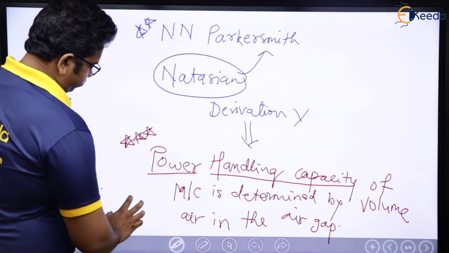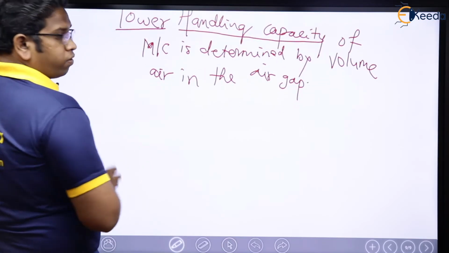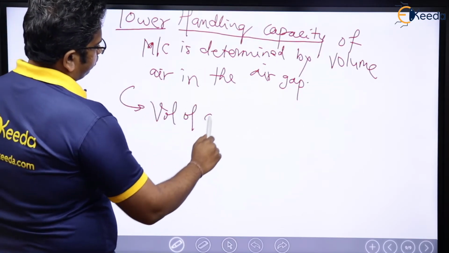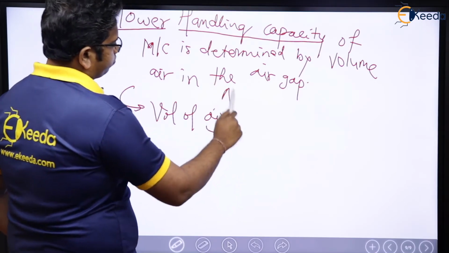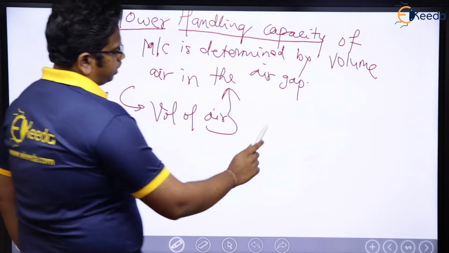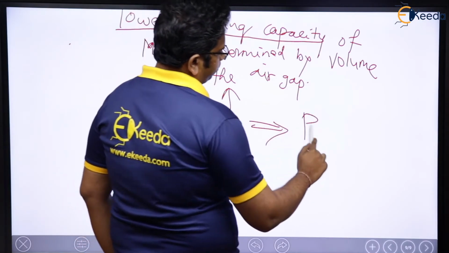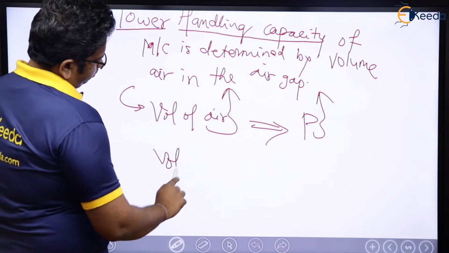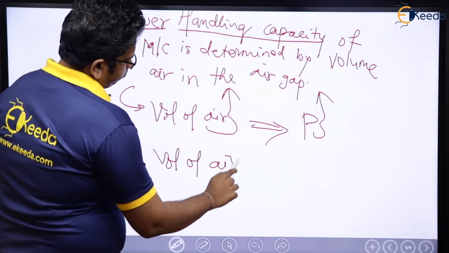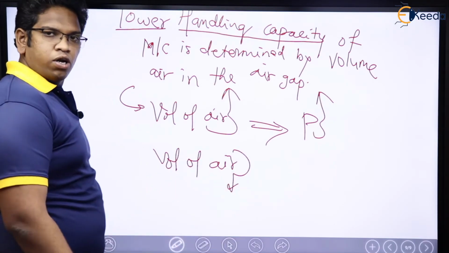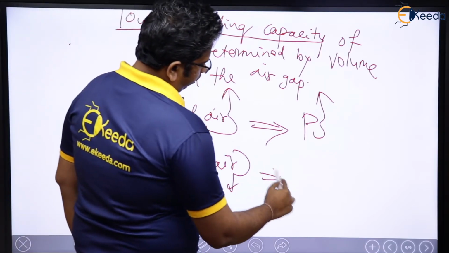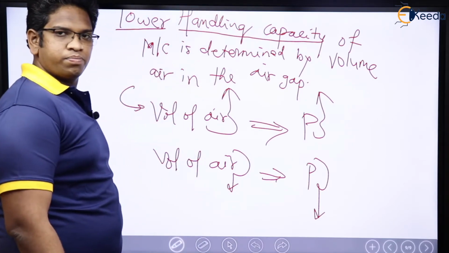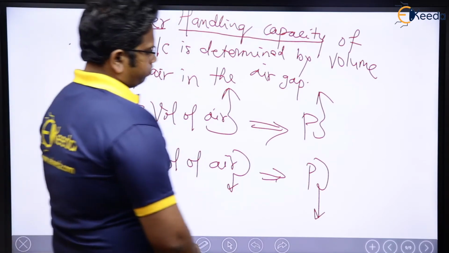Now see here, what does that mean? If the volume of air is more, then in that case what is going to happen? Power handling capacity is also going to be more. If the volume of air is less, then what is going to happen? Power handling capacity is going to be reduced. That is what he said. Now see here what I am saying.